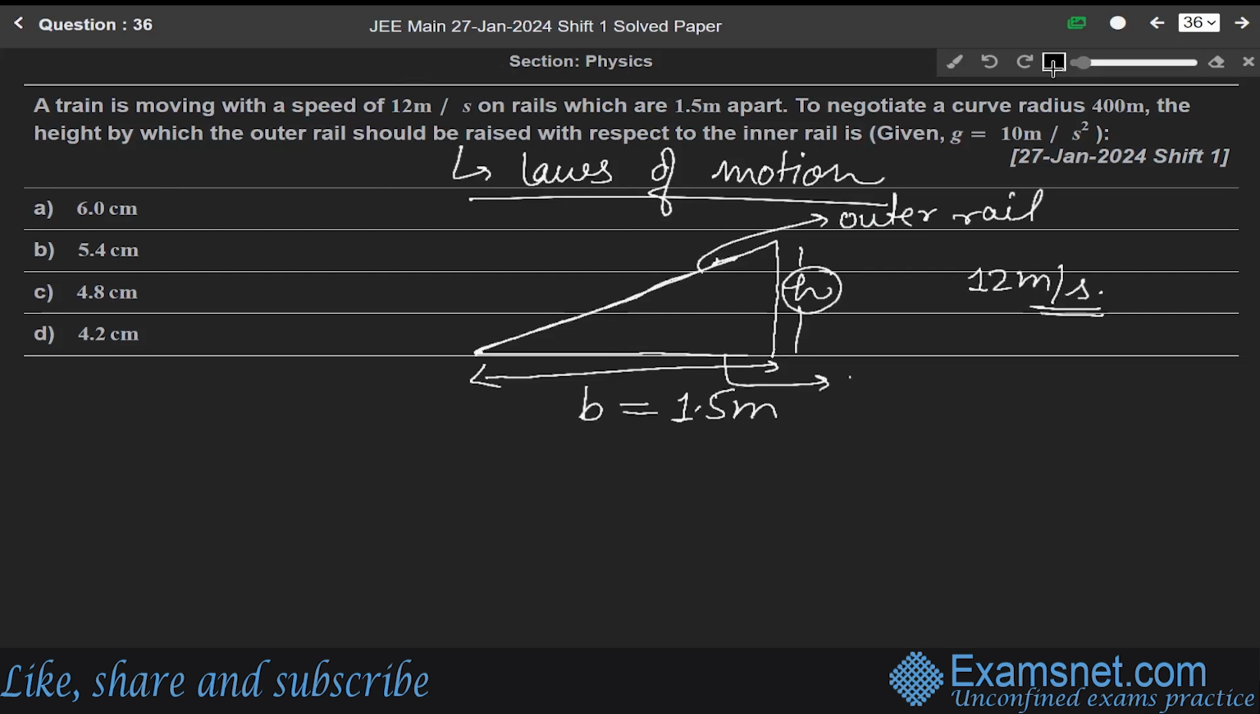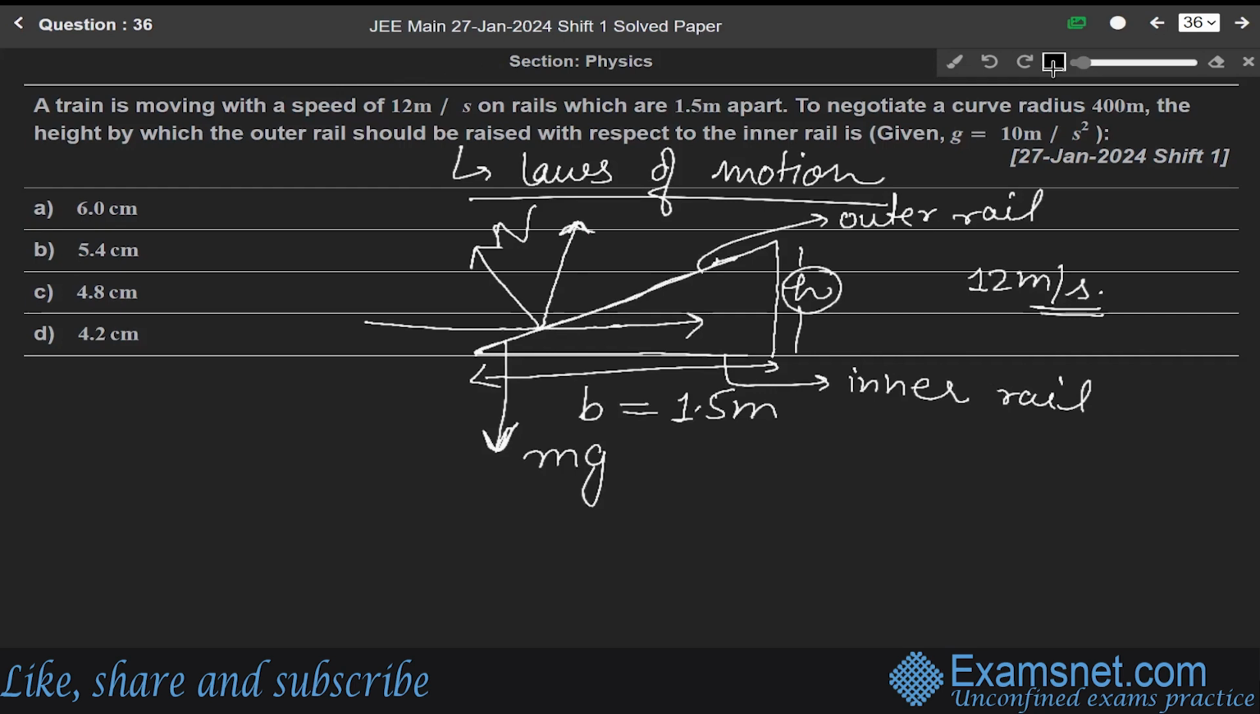And this is the inner rail. Since the train is moving, this normal force N will be equal to the force acting downwards, mg. So resolving it into two components, it is making a force in the inverse direction, that is centrifugal force.